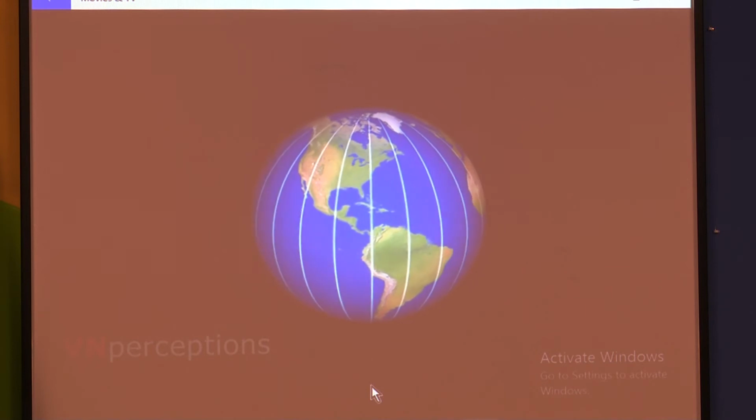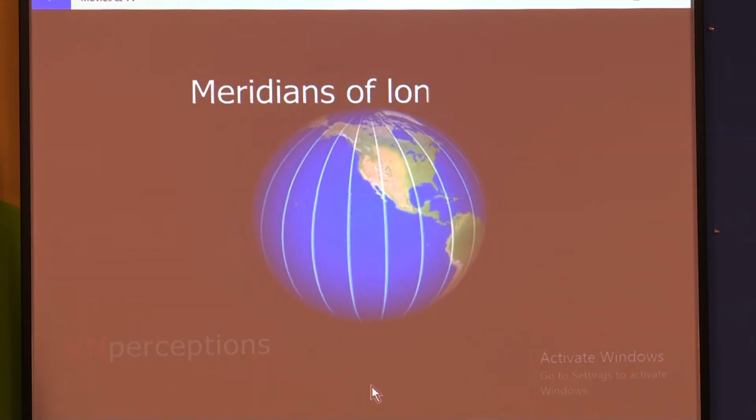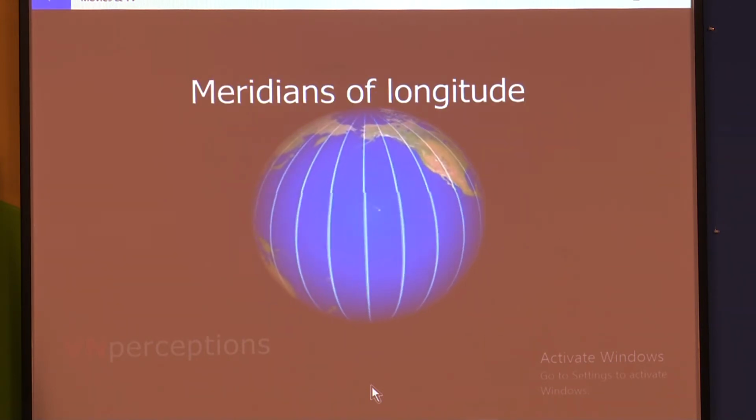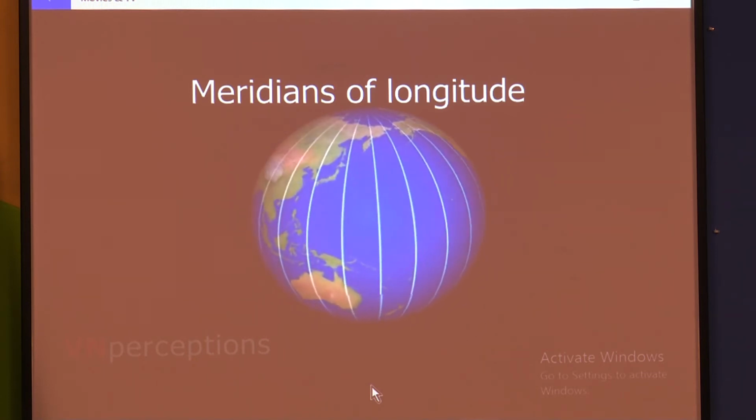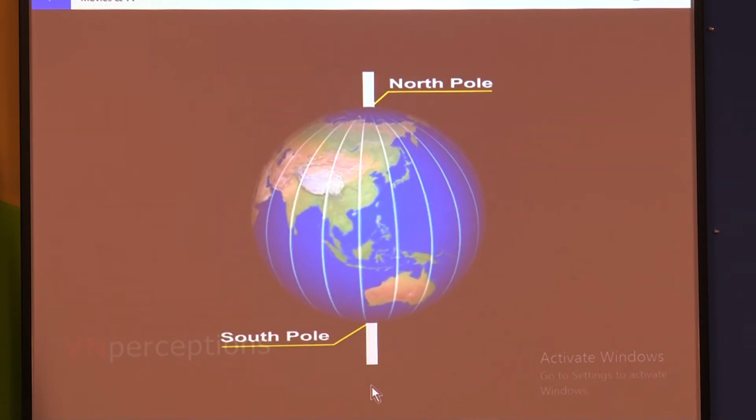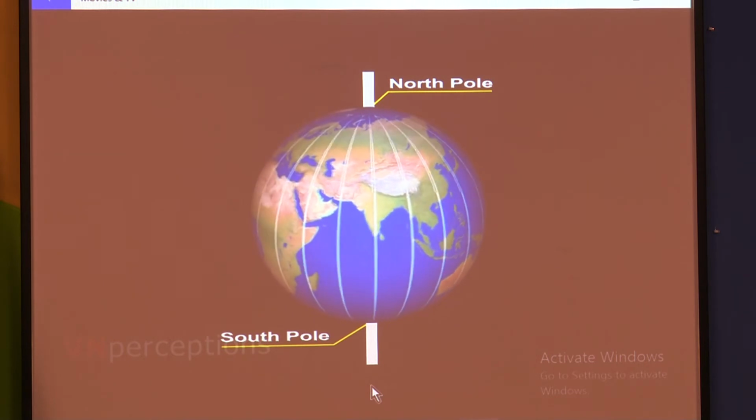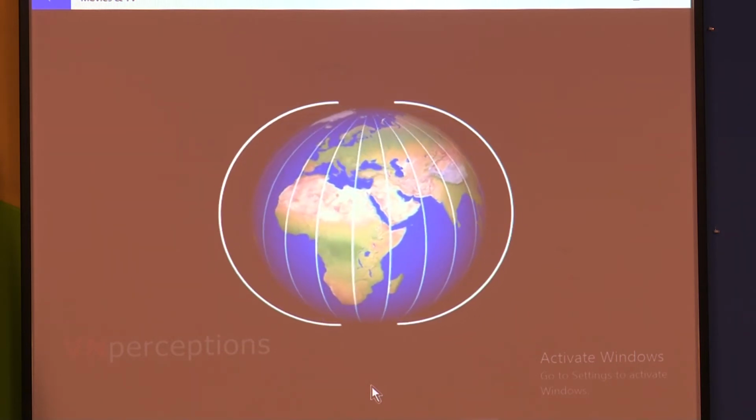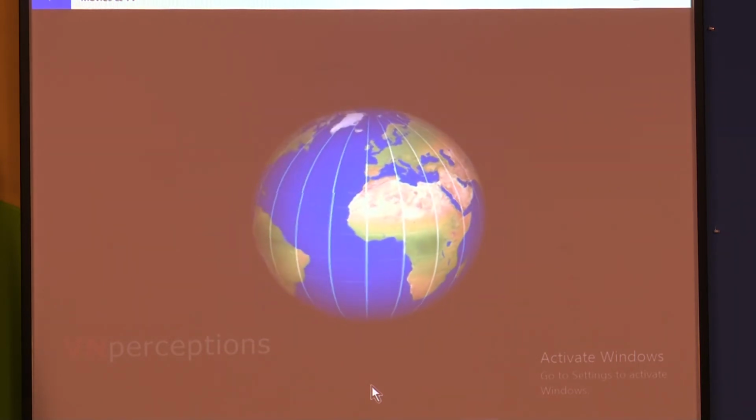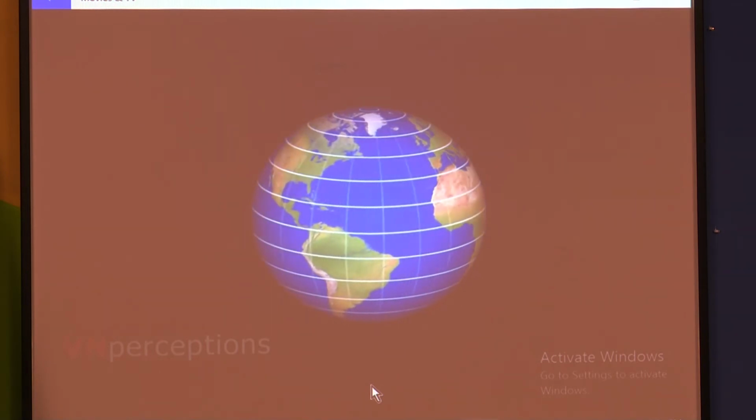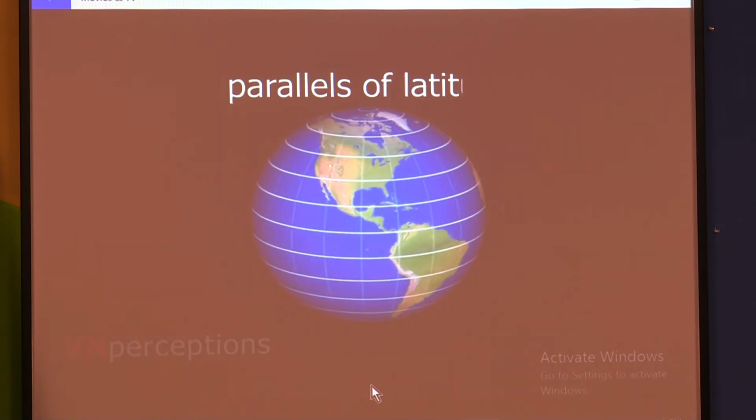The north-south lines are known as Meridians of Longitude, and they extend from the North Pole to the South Pole. All these meridians are actually half circles. The east-west lines are known as parallels of latitude.